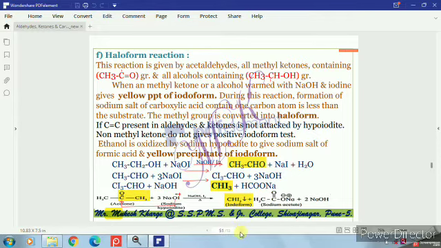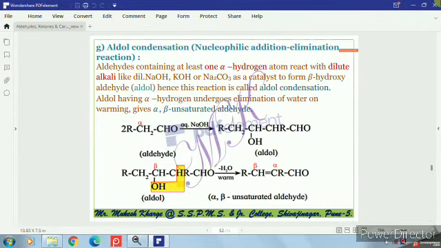So the next reaction is aldol condensation. It is also known as a nucleophilic addition-elimination type of reaction. There are some conditions. Aldehydes must contain at least one alpha hydrogen.